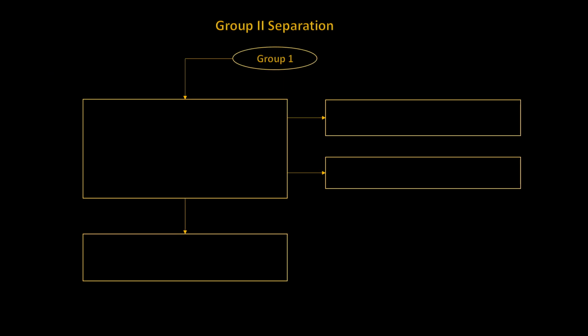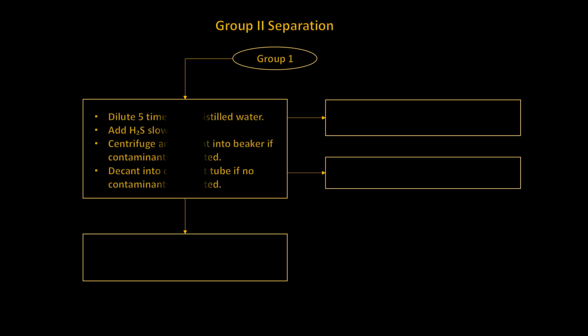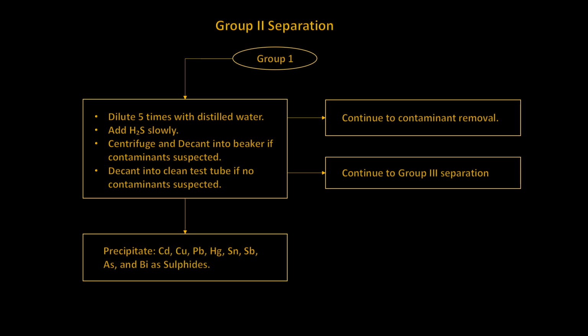Dilute the filtrate from the Group 1 separation 5 times with distilled water. Slowly pass the hydrogen sulfide gas through the solution. If a precipitate starts to form, continue passing the gas through the filtrate until precipitation ceases. Centrifuge and decant into a small beaker if phosphates, borates, fluorides, and silicates are suspected. If not, then decant into a new clean test tube.